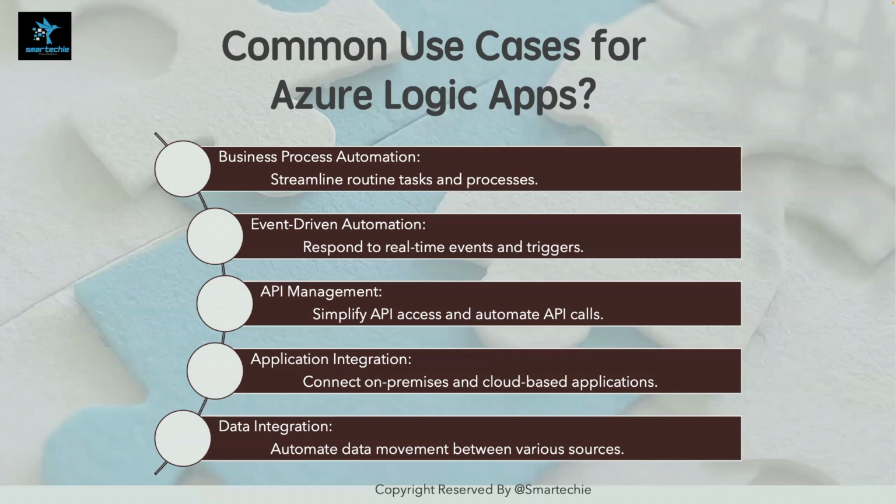So whenever anything happens, because of that, we can trigger something else. So it's event-driven, like triggering something on the happening of some other services or some other event. And API management, which will really simplify the API access and automate API calls, right? And application integration, connect on-premise and cloud-based applications.